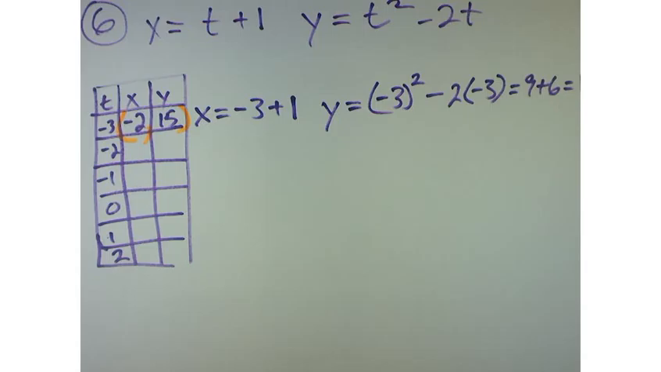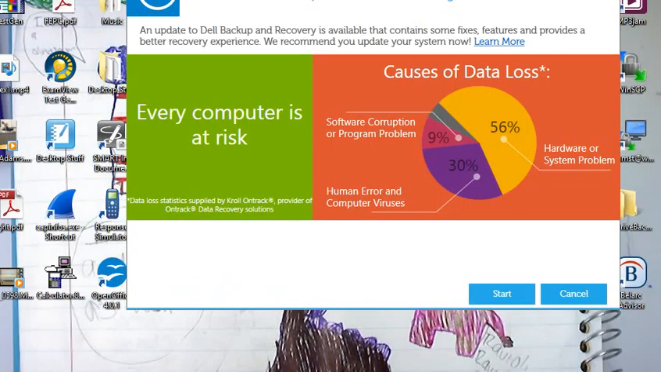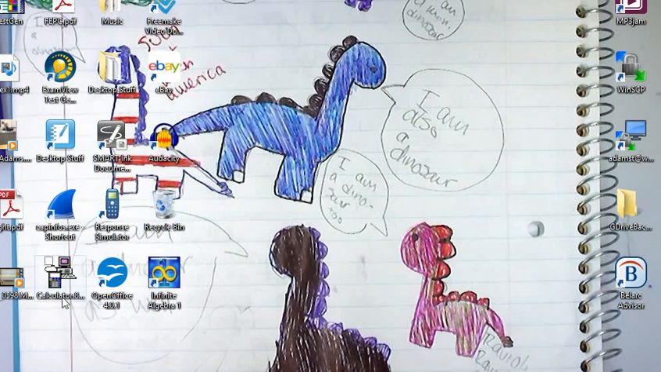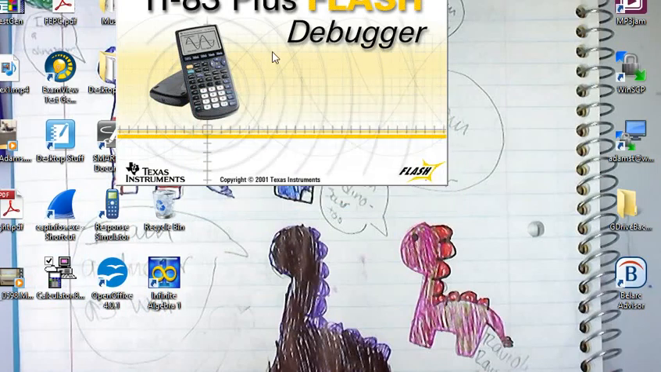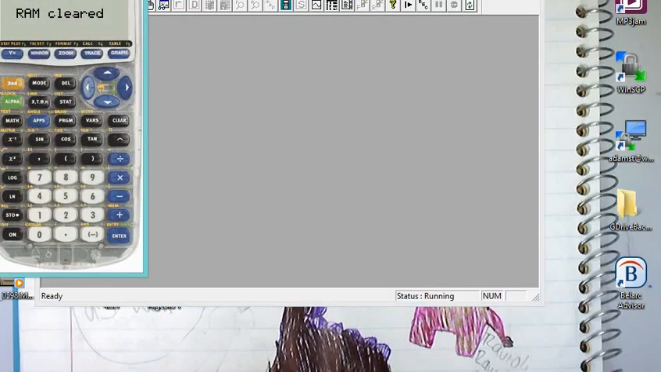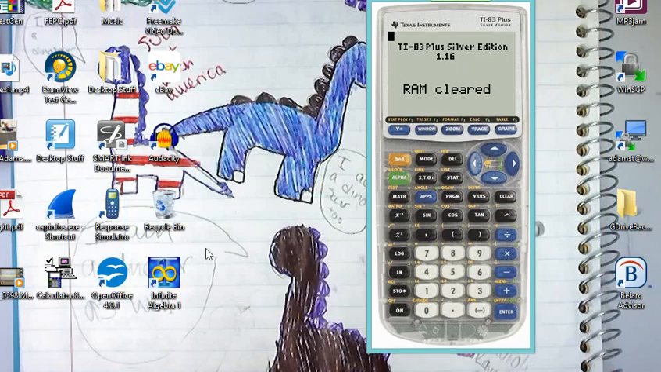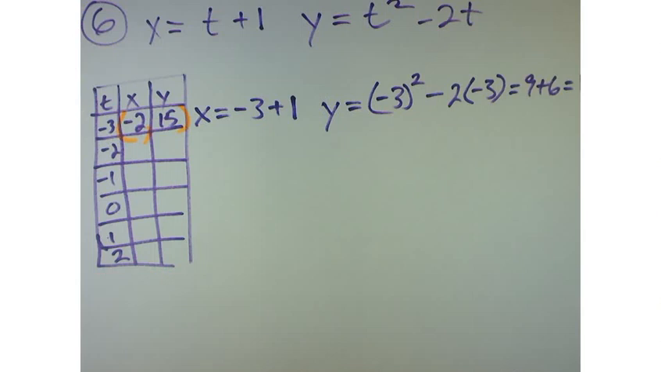Now for time's sake, what I'd like to do is let my calculator do all the work. Let me fire up the old calculator, the handy dandy calculator. So let me do it one more time and then we'll let the calculator do the rest.